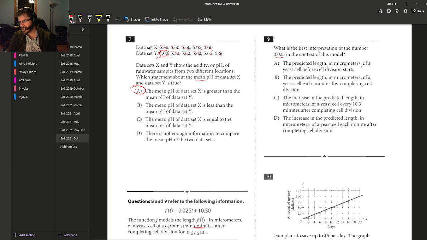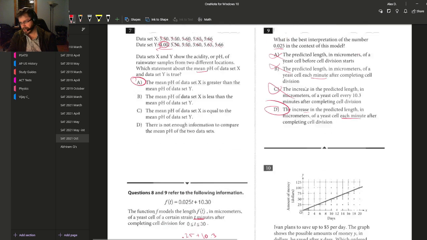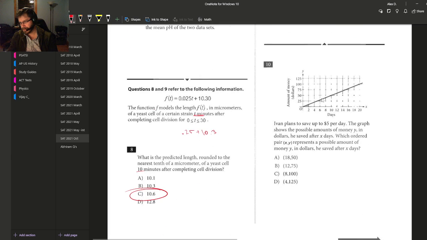0.25 is the rate of change. Length of each cell before? No, it's the rate of change, length, each minute? No, that's the result. It's the growth, the increase in length. Every 10 minutes? No. Increase each minute, that's our guy. That's a very common SAT question, by the way. Make sure you study that one.